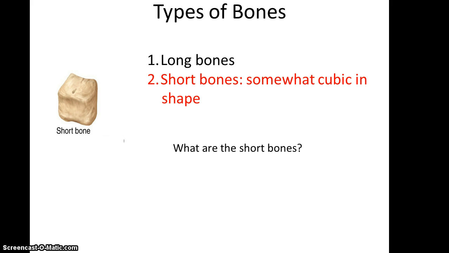Short bones. Well, they are basically sort of cubic in shape, so they're not exactly a perfect cube, but yeah, you can sort of see it. And these include the carpals in the wrist and almost all the tarsals in the foot.